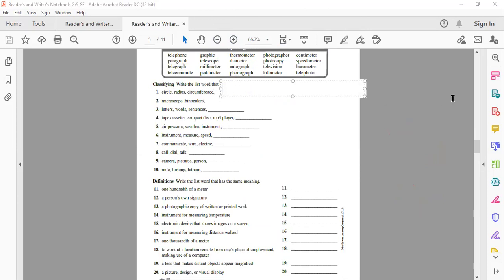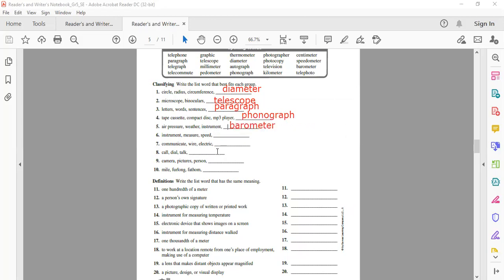Miss, can I do number six? We are at which number right now? Number six. Okay, go ahead for number six. Instrument to measure speed, speedometer. Speedometer, excellent. So this is barometer, and the last one is speedometer.